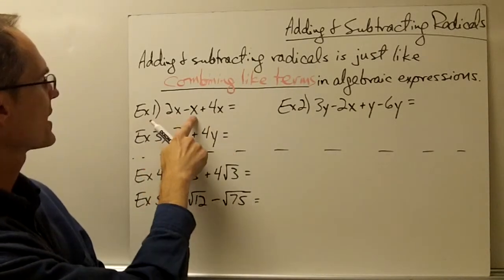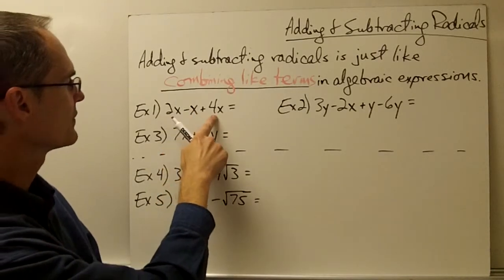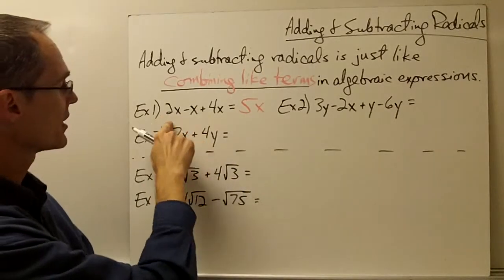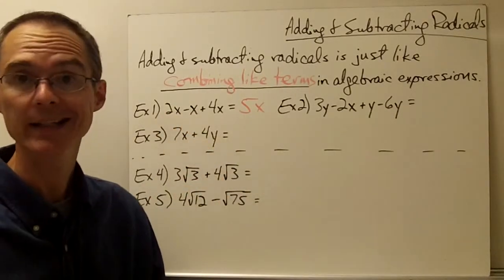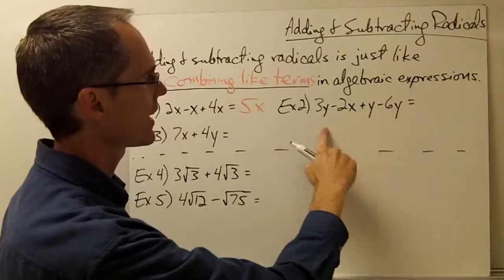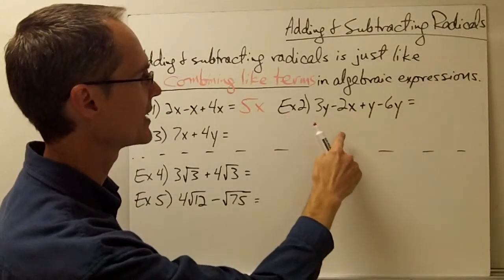So let's see, 2x minus x is 1x. 1x plus 4x is 5x. So essentially all we're doing here is adding and subtracting x's. Here's another algebraic expression where we want to combine like terms.